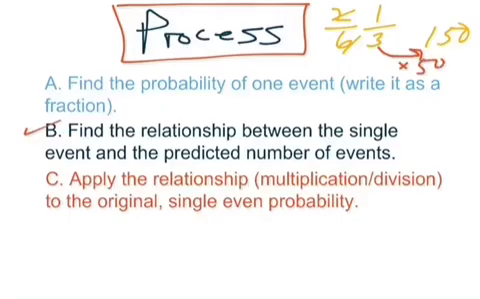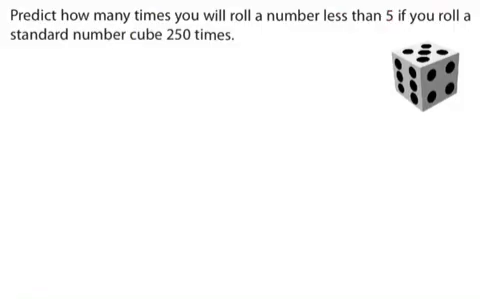We found the relationship. Finally, C, you apply the relationship, which is mostly multiplication, but you could get division if it got smaller, to the original single event probability. So that would be when we went up top here, we multiplied by 50. So this is the process we'll use, ABC, each and every time, trying to make sure we solve accurately to predict these probabilities.